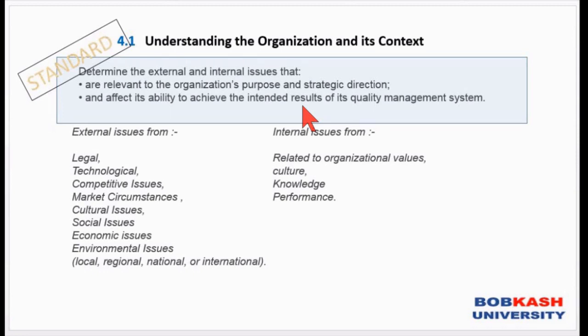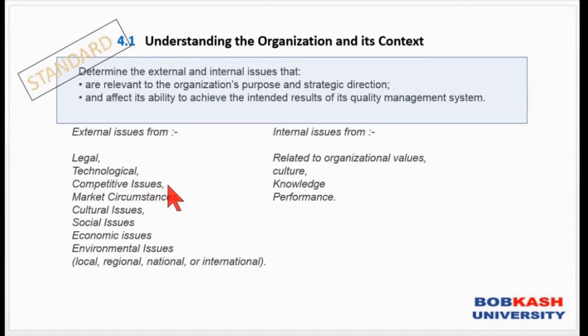So what are the external issues? The external issues could be legal. Wherever your business is situated, you have to obey and comply with the legal requirements. There are technological issues which could be external. So whatever technology is available in the market, you can only use that technology. So it is an issue which is going to affect the organization's existence and organization functioning.